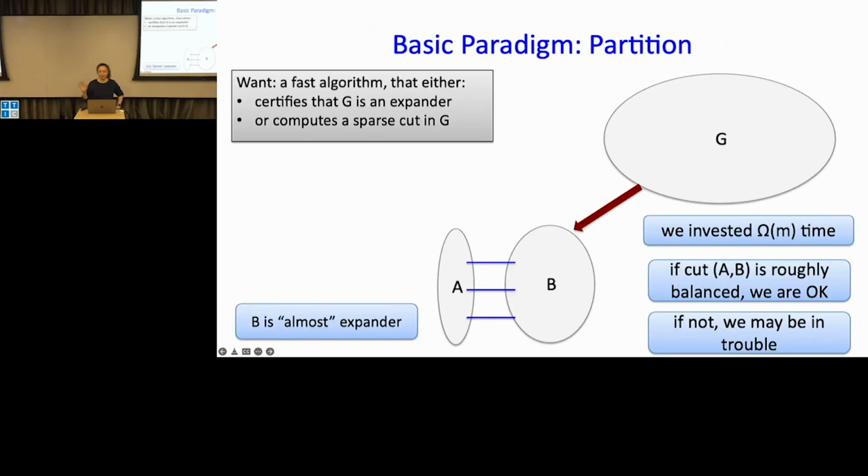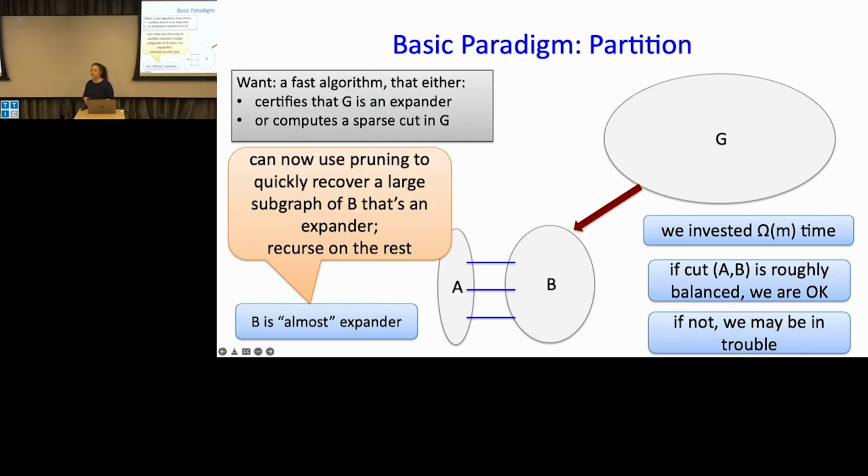So without going into too much detail, in a situation like that, where we got a very lopsided cut, and we know that B is almost an expander, one can actually use this expander pruning in order to recover a large subgraph of B that's an expander, and then you recurse on the rest.